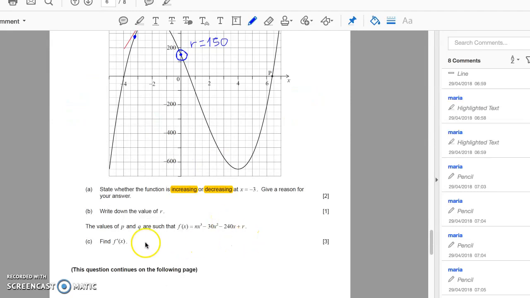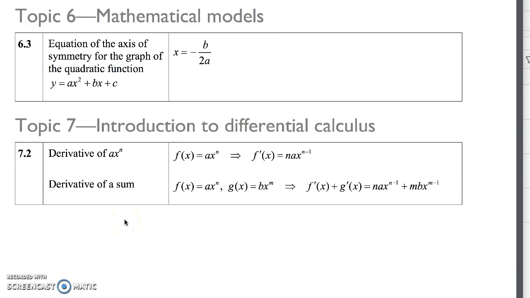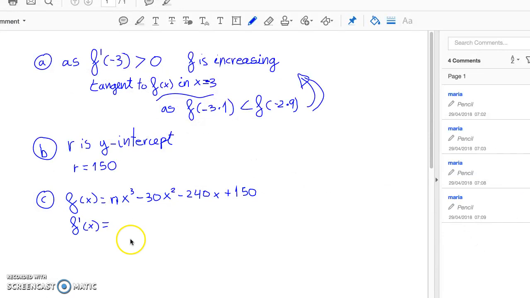Next question. The values of p and q are such that f of x is n x cubed minus 30, they're giving me the p, x squared minus 240, they're giving me q, x, plus r. And now they say find the derivative of it. I can look at the formula booklet and I see that when I have a polynomial function, a x to the n, the derivative is, as we say, the a stays and multiplies, the n falls down, and then x to the n minus 1. So I can apply this to the equation I have. The only thing is, well, n stays, isn't it? I don't know what the value is, but it stays. The 3 falls down. That makes 3 times n. The x to the 3 minus 1, which is a 2.